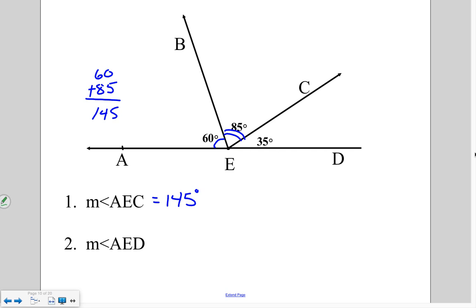And then angle AED. Now we've got this small angle and this small angle. So we have to do the 145, which is the AEC measure, plus another 35. And it looks like it should be 180 degrees, making angle AED a straight angle.